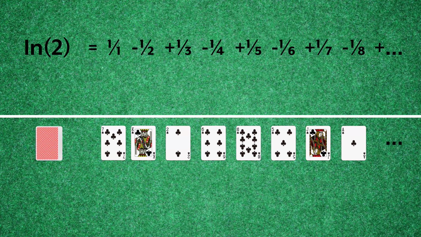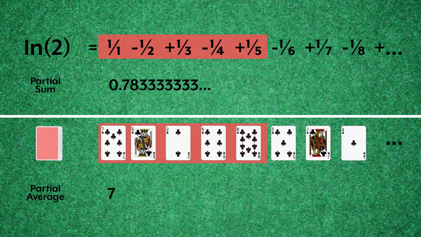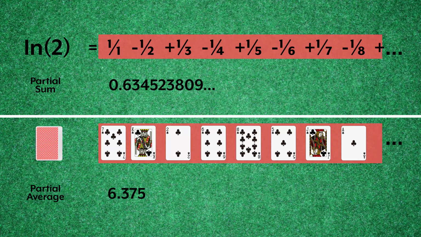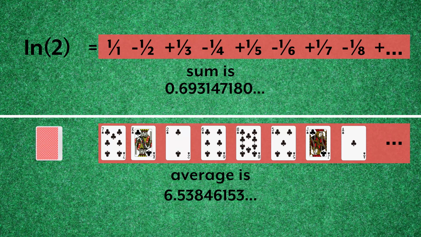So here's what we do. We calculate the partial sum and partial average up to a point. We then calculate the partial sum and partial average up to a further point, and a further point, and so on, forever, producing infinite partial sums and infinite partial averages. And if the partial sums and averages converge to a value, we assign that value to the infinite series and the infinite deck. It's a big task.